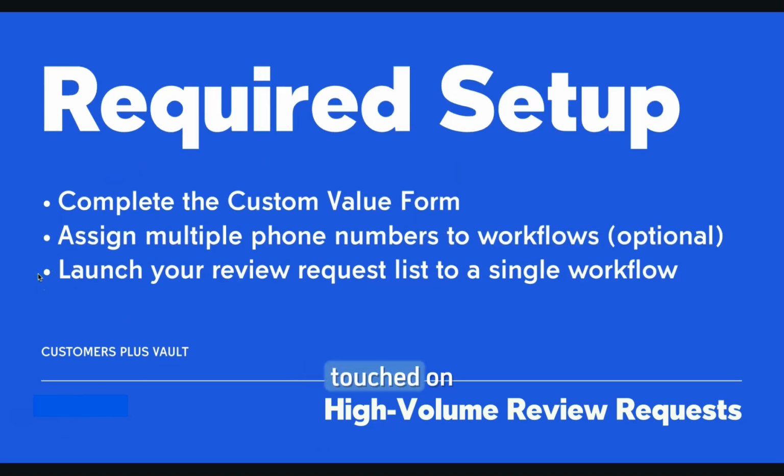And we already briefly touched on the required setup, but it truly is as simple as filling out that custom value form. You can go back to update anything at any time. You can easily overwrite all the values with a click of a button, and that is 95% of the setup. Step 2 is even optional. If you do want to use multiple phone numbers to spin them throughout the workflows, there is one step to assign each phone number to the individual workflows, and our training video will walk you through that quick step. Aside from that, you're ready to launch your first high volume review request list.